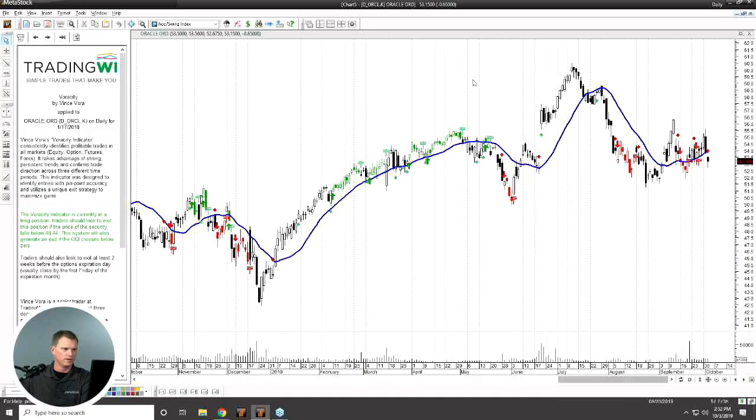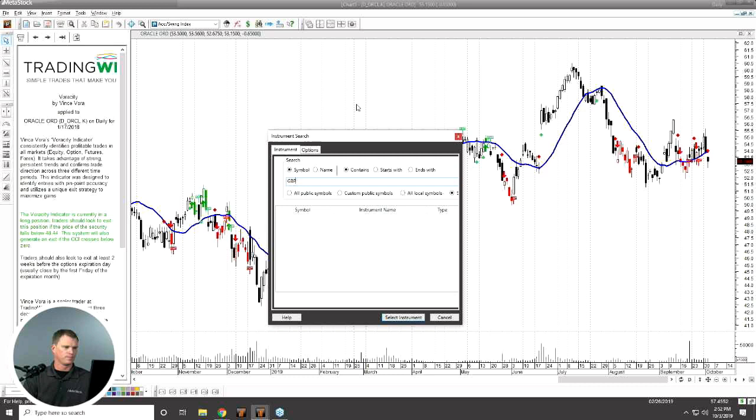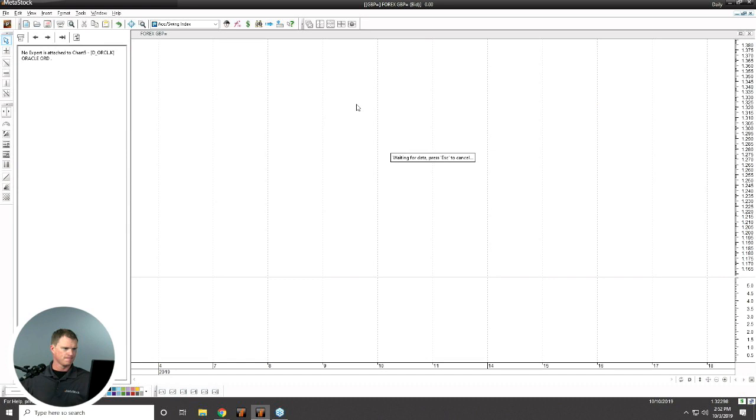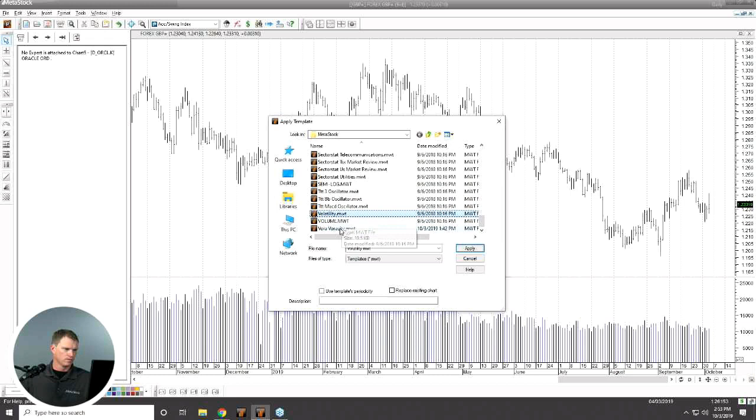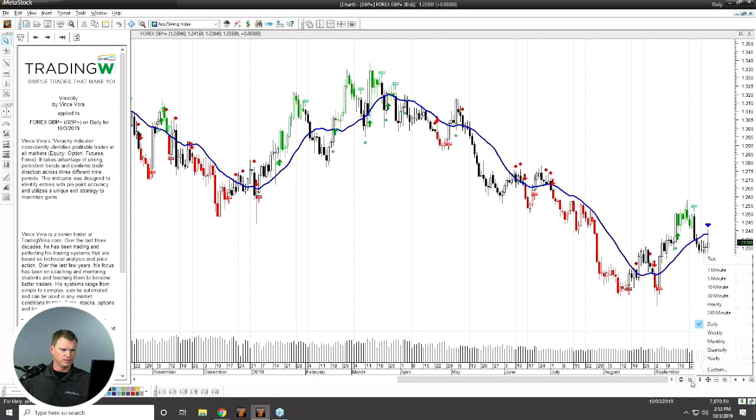Let's look at a Forex pair. Let's do the pound, and it's just GBP equals inside of MetaStock. Okay, so this is going to be a daily chart. Here's a perfect example of how Voracity could help you make some money in the market.